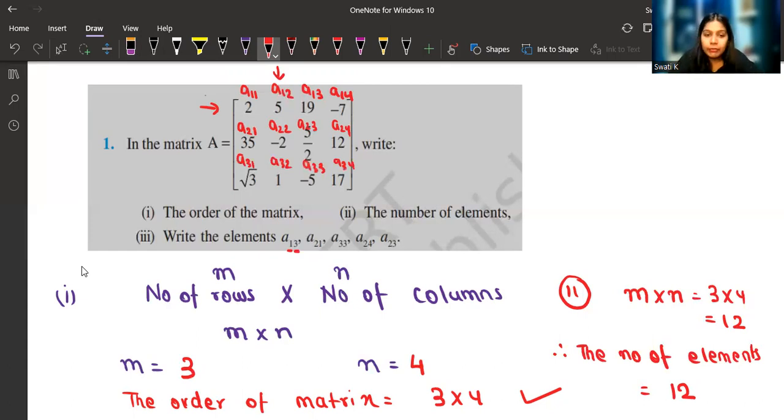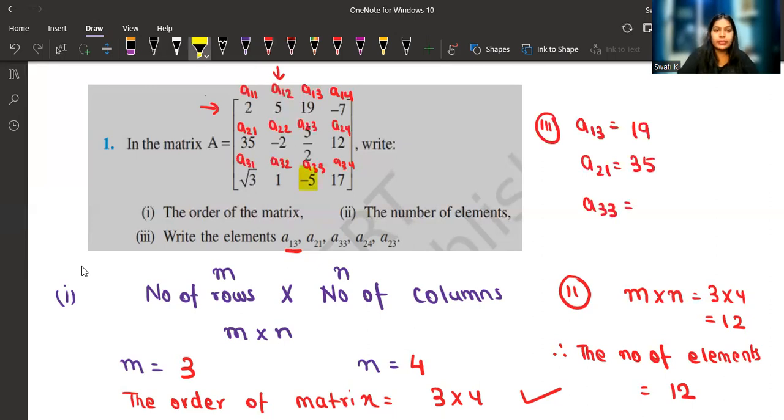But here we need to find out A13, right? So I'm writing the solutions here. A13 is 19. Next is A21, you can find it, A21 is 35. Next is A33, you can see A33 is -5, right, over here. So therefore, it is -5. Next, we have A24, as you can see, it is 12. Next is A23, so A23 is 5 by 2. And we have completed our first question already.